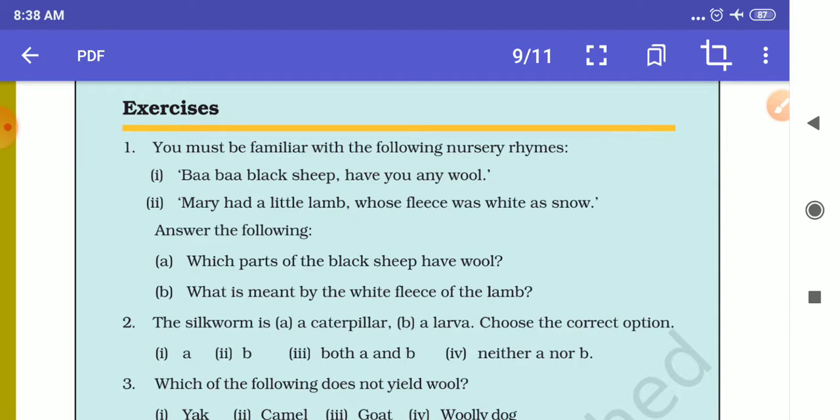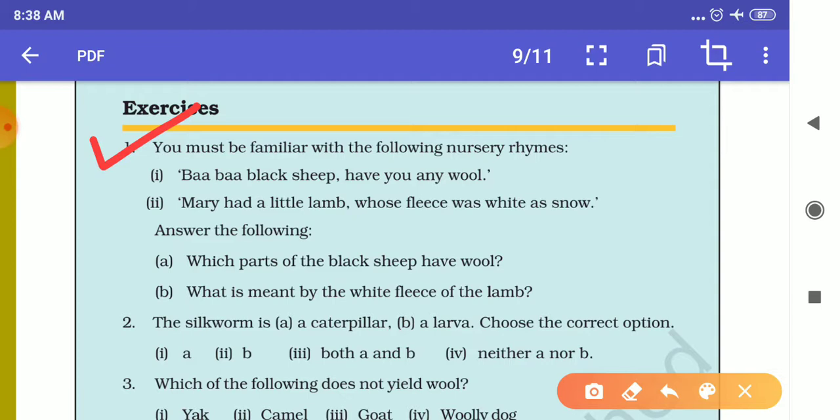The first question is, you must be familiar with the following nursery rhymes. Everybody has heard these rhymes. The first one is, Baa Baa Black Sheep, have you any wool? And the second one is, Mary had a little lamb whose fleece was white as snow. Based on these rhymes, there are two questions. The first question is, which part of the black sheep has wool?